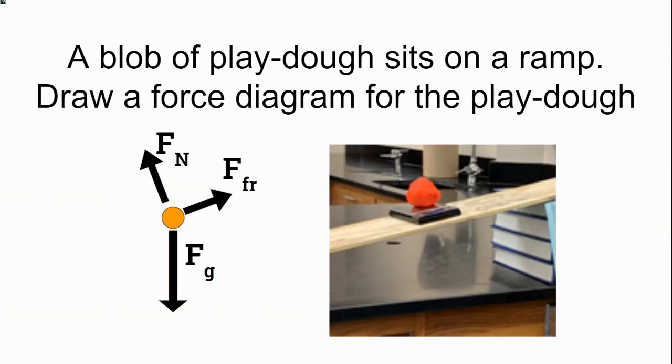Your force diagram should look something like what's shown here. The force of gravity should be pointing directly down towards the center of the Earth. The normal force is always perpendicular to the surface, so it should be pointing up and slightly to the left, perpendicular to the surface of the ramp. The force of friction is what's holding this Play-Doh in place and keeping it from sliding down the ramp. The force of friction always acts in a direction parallel to the surface.